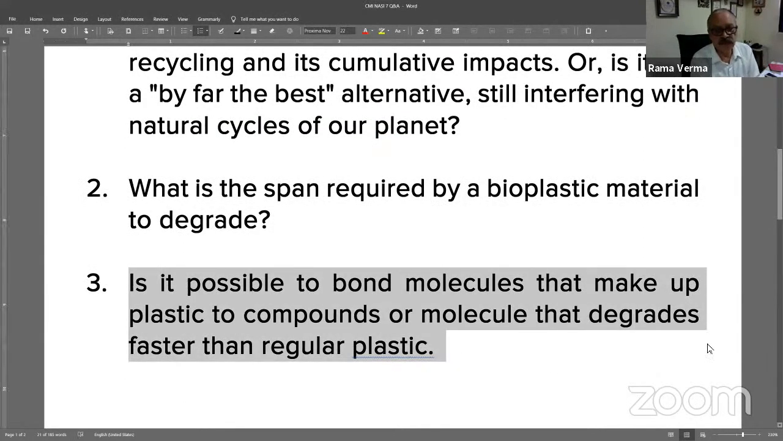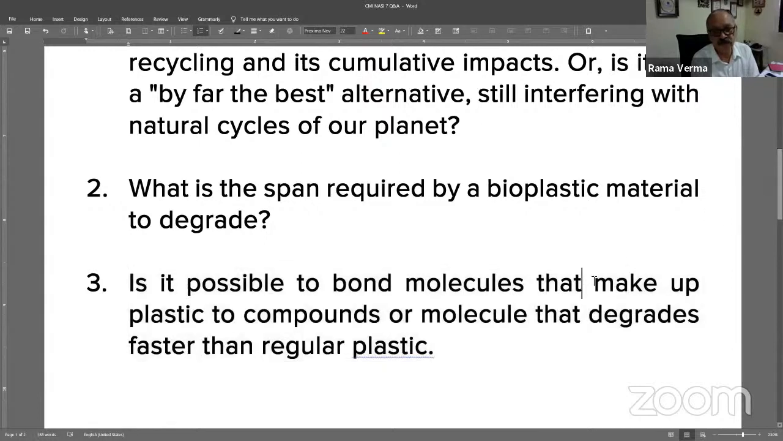The third question is whether it's possible to bond the molecules that make a plastic to a compound or molecule that degrades faster than regular plastic. I think research is required to do that, because these are all polymers. If you have only a few polymers, the mechanical strength may not be there, and the sheets may not be there. So you have to make it in series, with sheets on top of each other. Definitely the bonded polymer can be designed in such a way that it increases the mechanical strength, so you can use it for a longer period of time. Also it can be degraded, so the bonding can be designed, but that's a chemistry point. I'm not an expert on chemistry, but that's what I can think about.